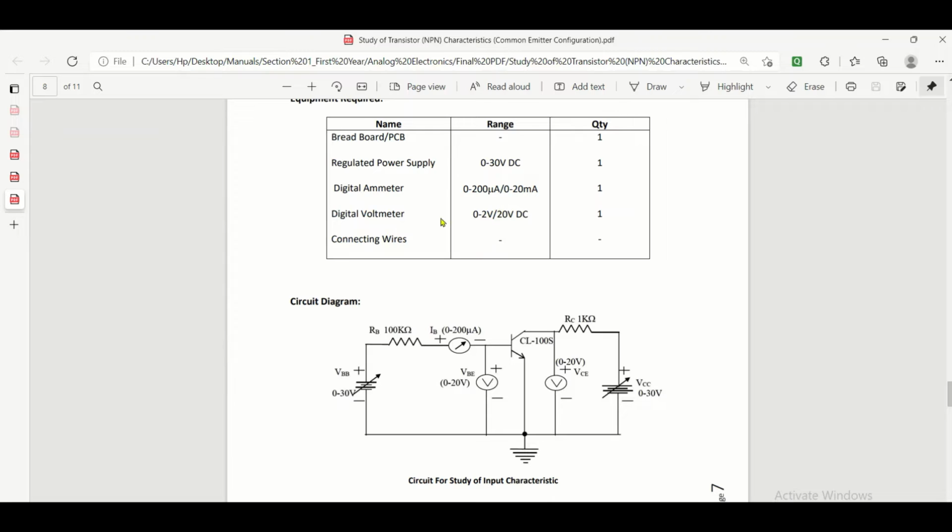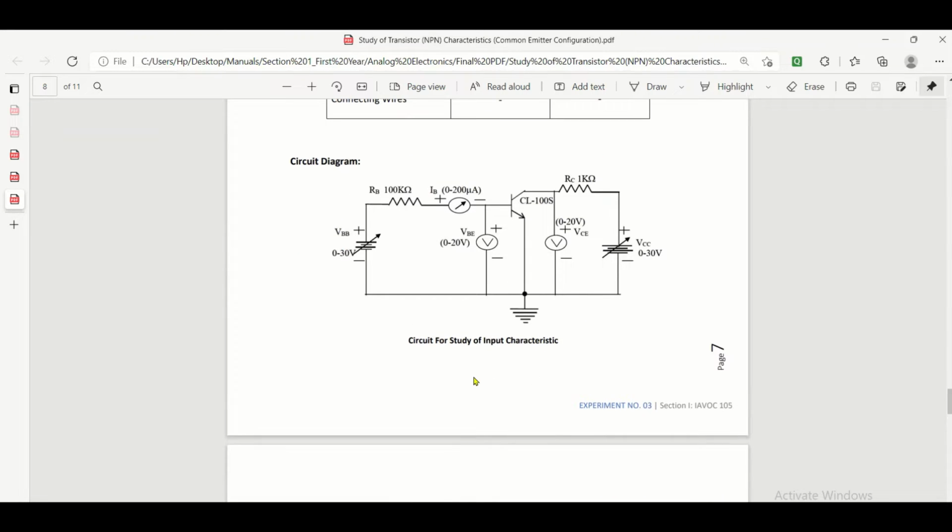Two digital ammeters are required and two digital voltmeters are required, because here we will be concurrently noting the voltage across base and emitter, that is VBE, and the current through the base, that is IB. We will also be concentrating on the collector to emitter voltage and the collector current.